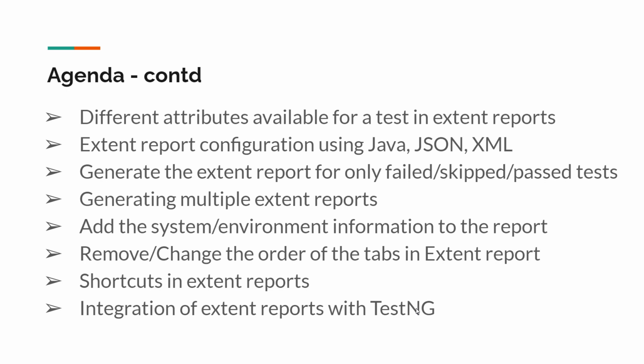And then shortcuts in the Extent Reports. For improving productivity, whenever you open the Extent Reports, there are some shortcuts. Like when you press L, it will change the theme. Or when you press P, it will show you only the passed test cases. Like that, there are some shortcuts. Okay, so I will show you all the shortcuts that are available in the Extent Reports also.